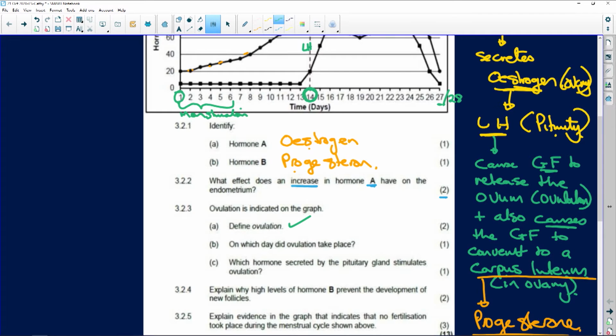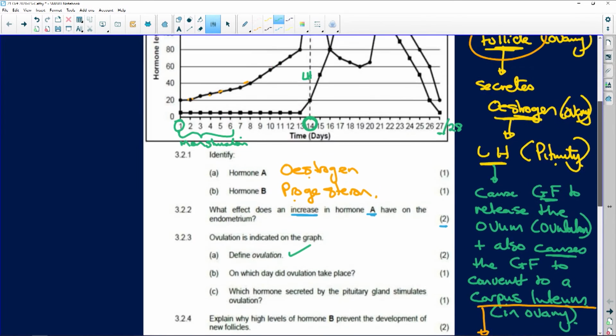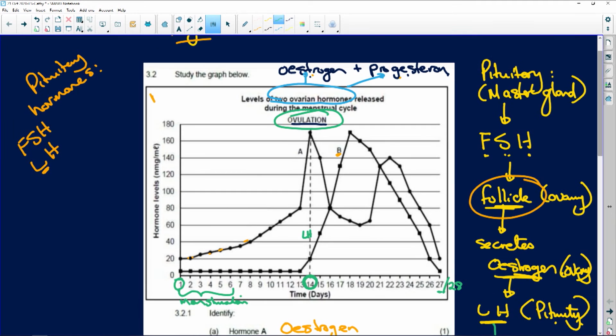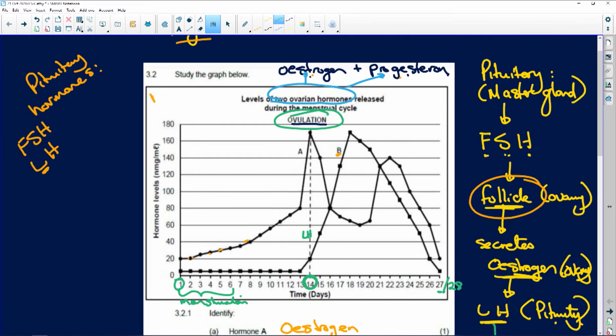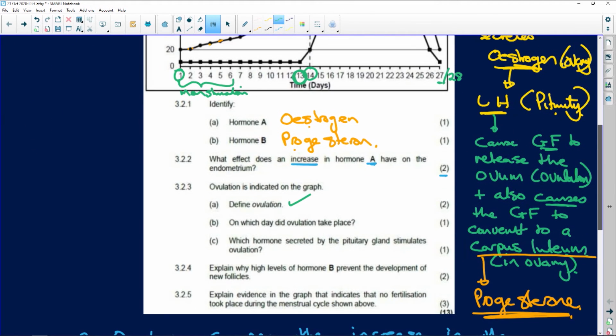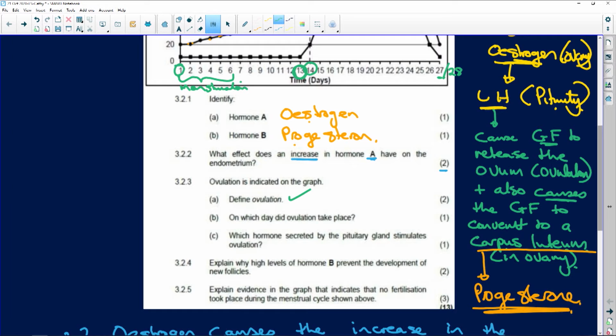On which day did ovulation take place? I mean, this question shouldn't even be here. Because look at this. Oh man, they tell you day 14. So there you can see day 14. And you can see the word ovulation at the top here. And I'm not sure why this thing is doing this. So let's just get our pen again. Okay, so it's day 14, which you just have to read off the graph.